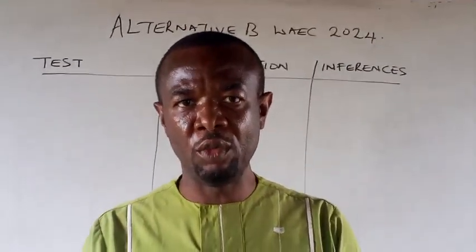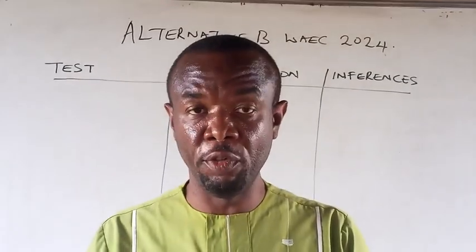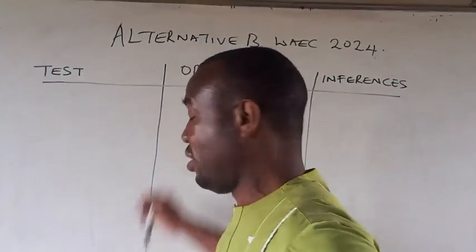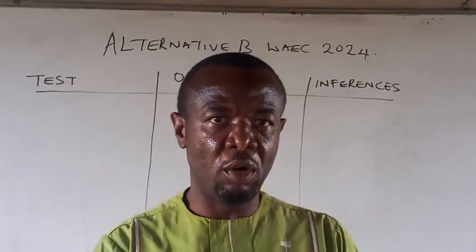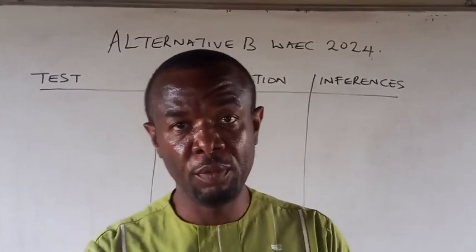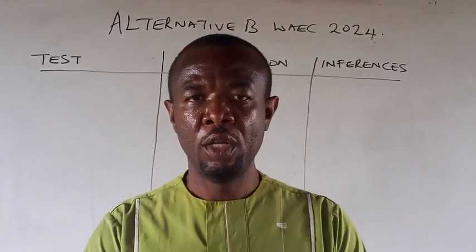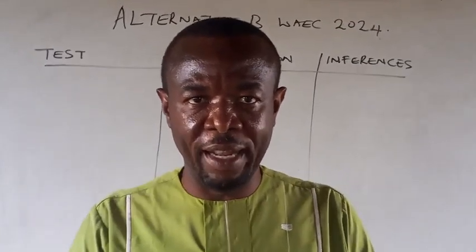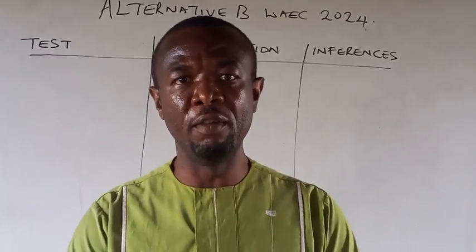Today we're looking at qualitative analysis for WAEC 2024 Alternative B, as you can see on the whiteboard. We're going to analyze the salt provided for the 2024 WAEC examination, Alternative B, labeled F. At the end of the experiment, we're going to identify the cation present in F and the anion present in F.